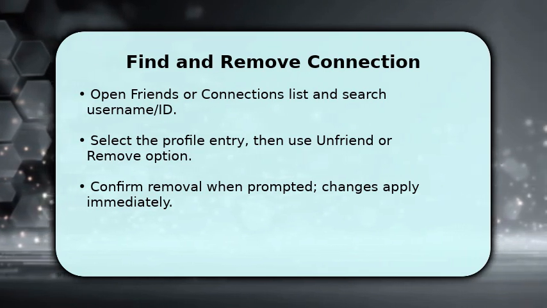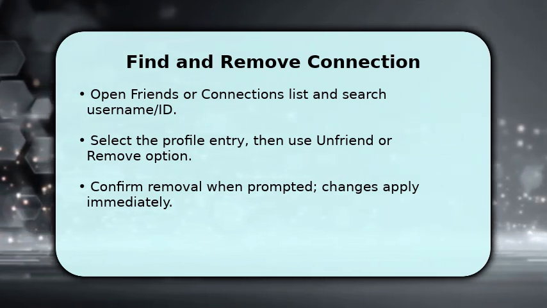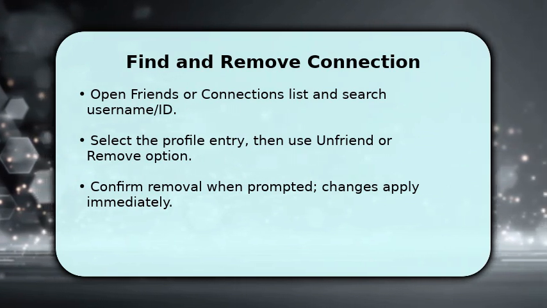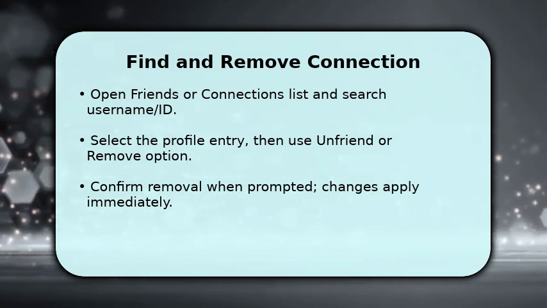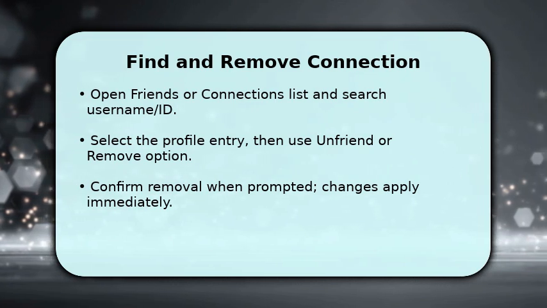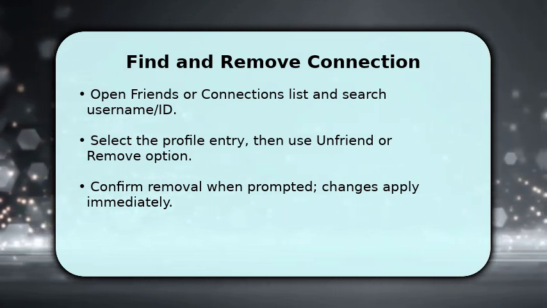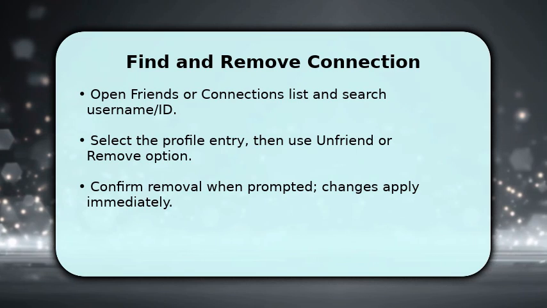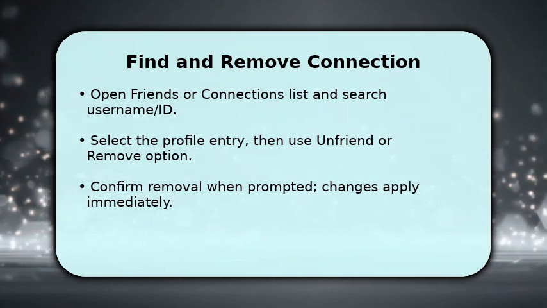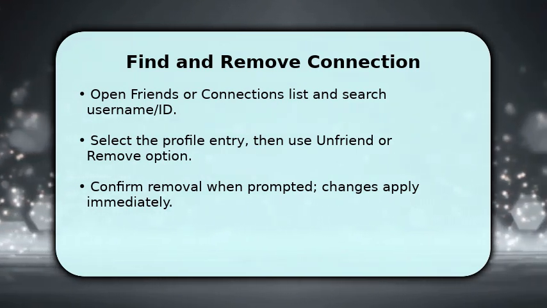You'll click the profile entry and look for Unfriend, Remove, or Disconnect. Choose the correct action for removing the link. Make sure to read the confirmation dialog because it usually explains the immediate effects. Confirm the action and the system will remove the connection right away, updating your list and privacy state.